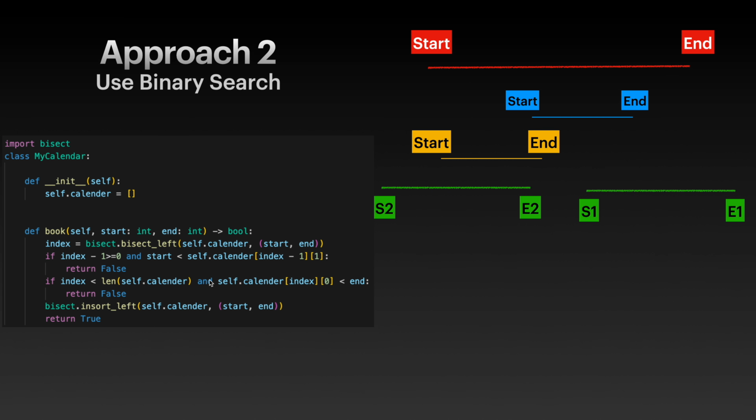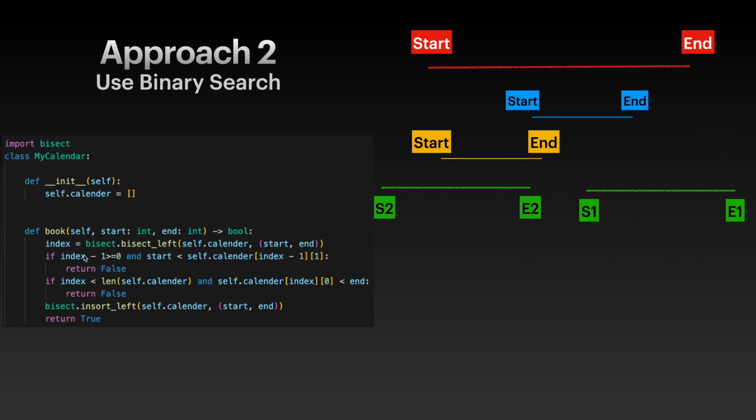I will have a detailed video on binary search because I think that one is a bit tricky. Here I'm using the bisect module, but I think you should know how to write binary search without using this module. I will talk about this approach in more detail, why I have index -1 here and so on. I will do that in the next video.